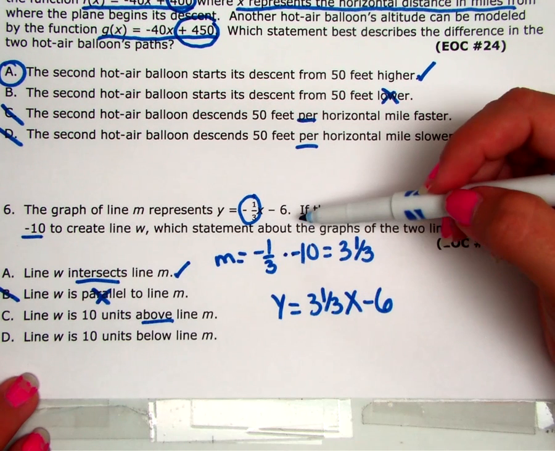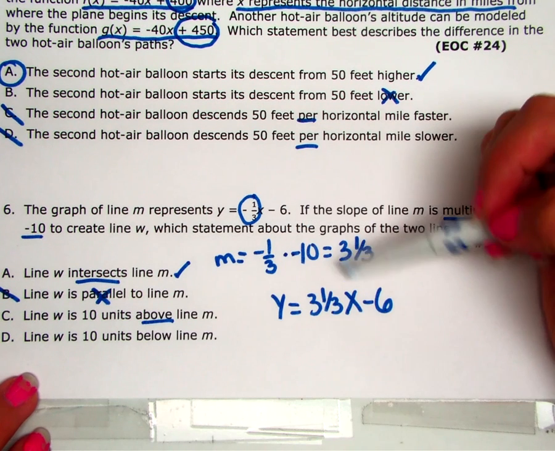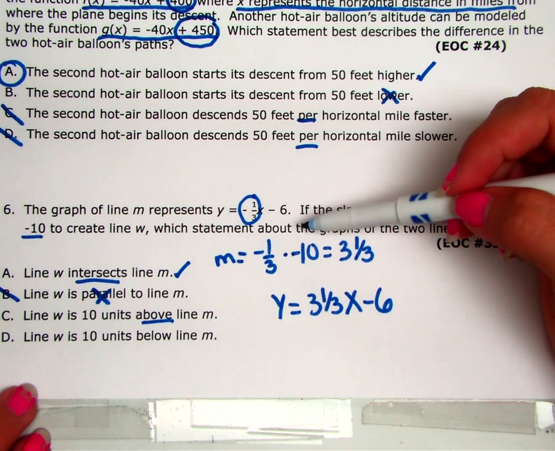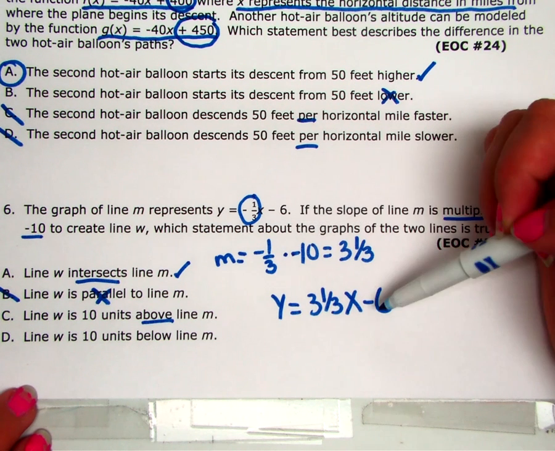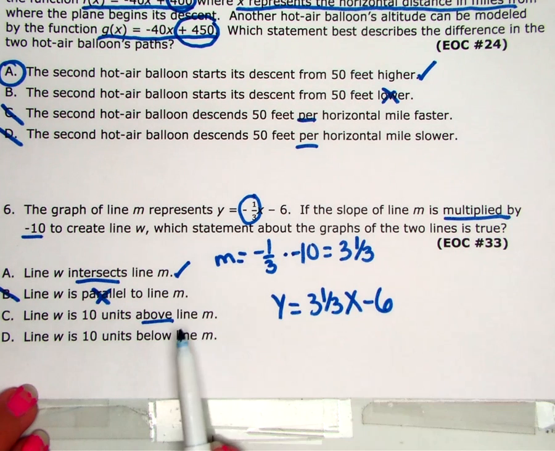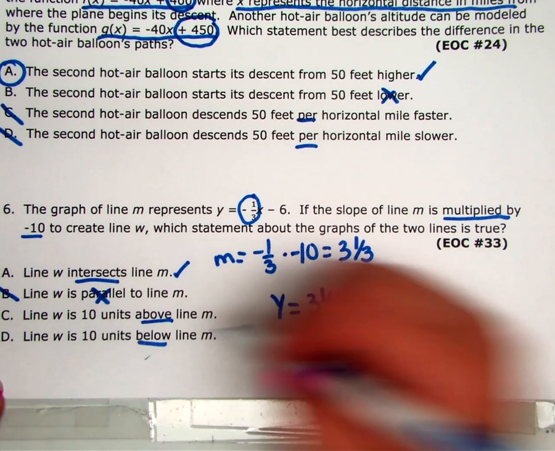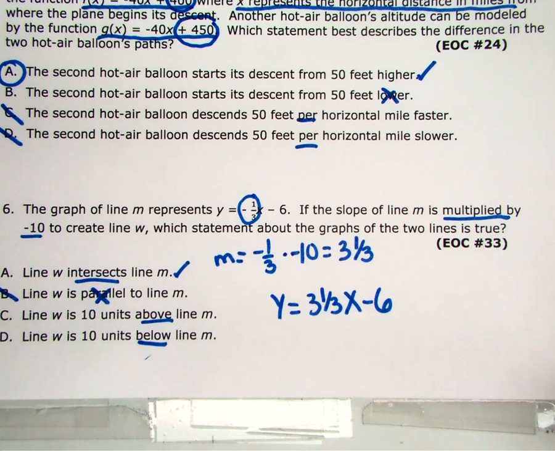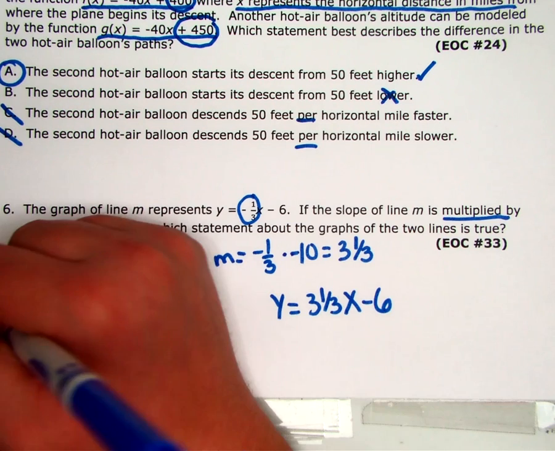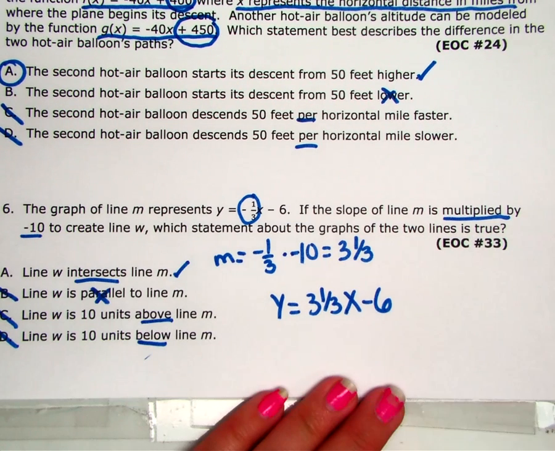Well, if we look at our y-intercepts, they're going to cross right there, negative 6 and negative 6. So we can't say that the whole graph is 10 units moved up because our y-intercepts are the same. And we can't say it's 10 units below because our y-intercepts are the same. So the correct answer is A.